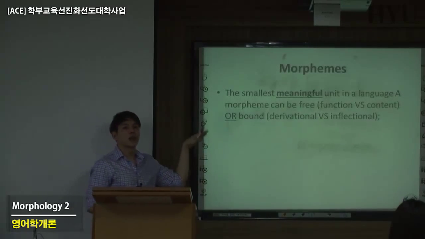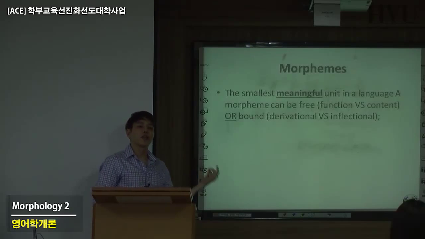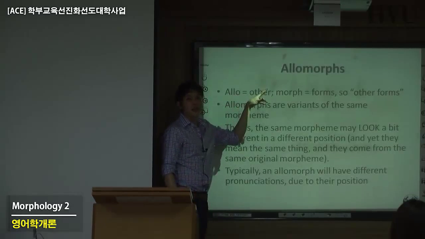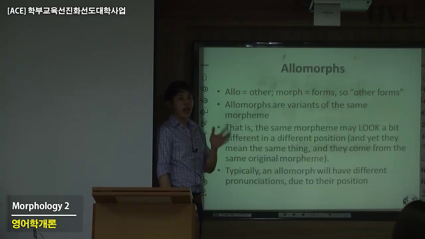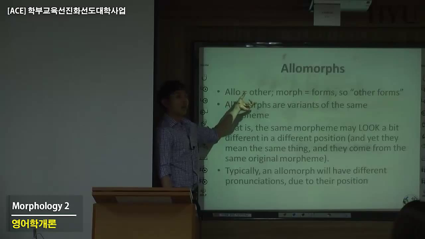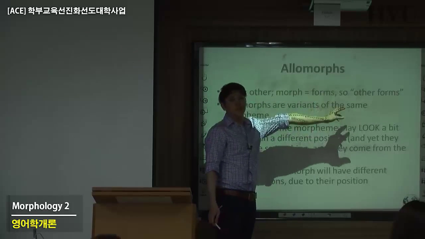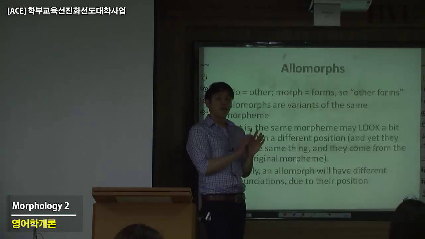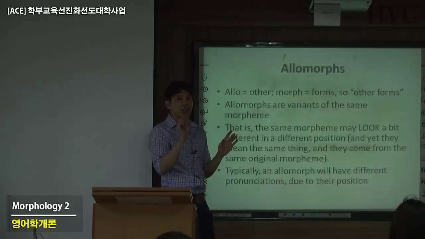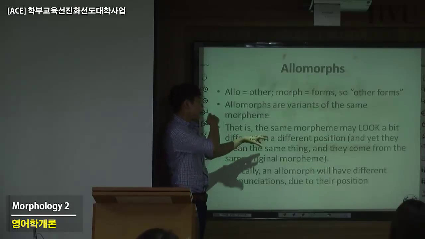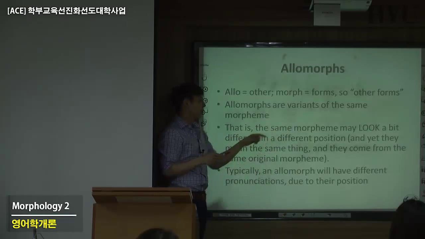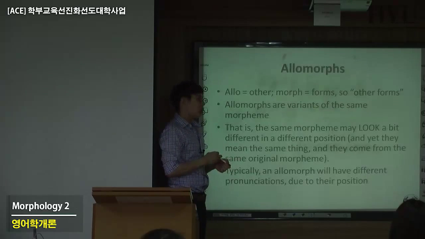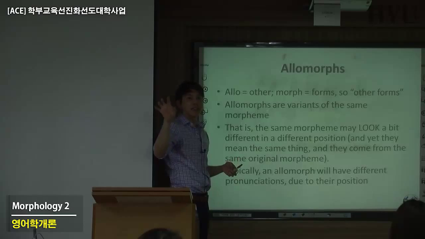We know that morphemes are the smallest meaningful units, right? And morphemes could be free or morphemes could be bound. Now, the concept of allomorphs is parallel to the concept of allophones, okay? So allo is other, morph is form. So allomorphs means other forms. Allomorphs are variants of the same morpheme. In other words, a morpheme could look a little bit different in different places, in different environments. The same morpheme may look a bit different in a different position, but they mean the same thing, and they come from the same origin. So we call those different forms allomorphs of the same morpheme, okay?